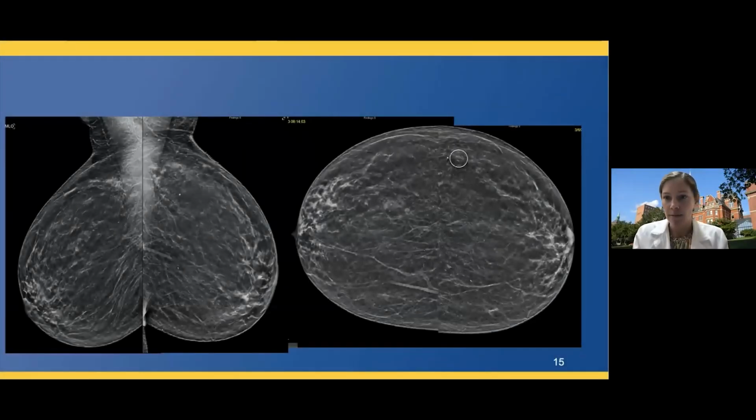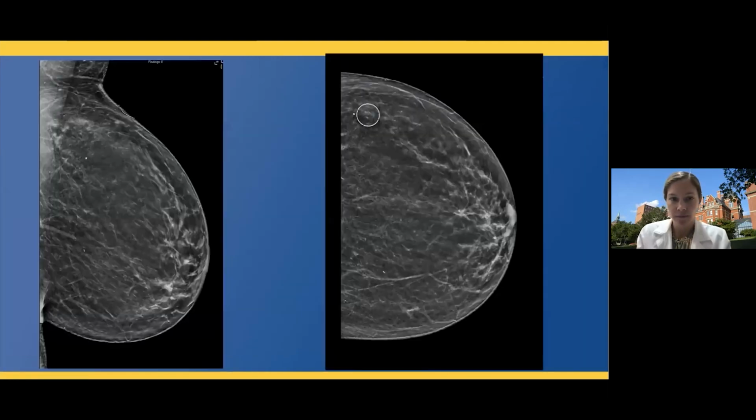So this is another screening mammogram. And again, I'm going to leave this up for a minute, see if you can see any abnormalities on here. So I'm just showing the MLO and CC views of the left breast now. And I'm going to circle the finding. So this is the finding. I do think you can see it on here.